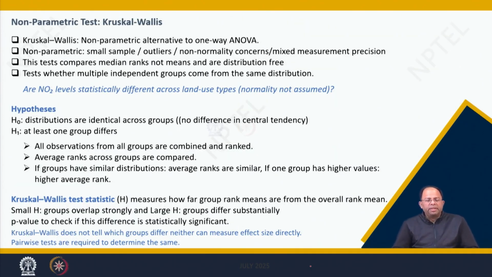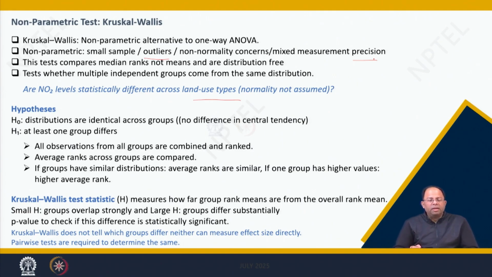Next, we will look into non-parametric tests, and the first one we will go for is the Kruskal-Wallis test. Here what we are looking into is whether NO2 levels are statistically different across land use types, but we are not assuming normality. That is the difference, right. The Kruskal test is for cases where the sample size is small, there are a lot of outliers, there are non-normality concerns, which is the biggest thing, and there is mixed measurement precision of the different variables. It's an alternative to ANOVA. More or less we are trying to do exactly what we have done with ANOVA earlier.